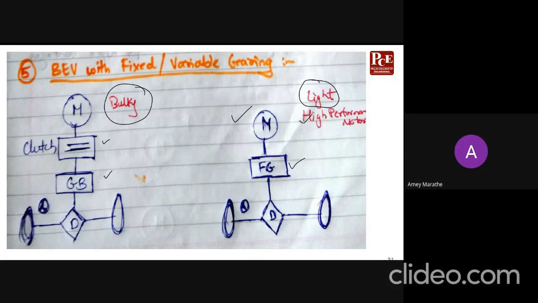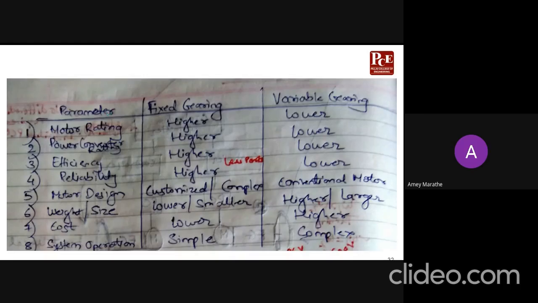So this type of configuration is used only when we simply replace the IC engine with a motor. We have already discussed that. So let us see the comparison of the two as well.